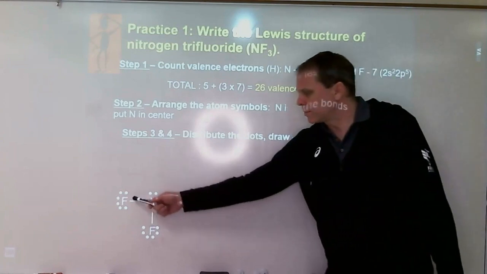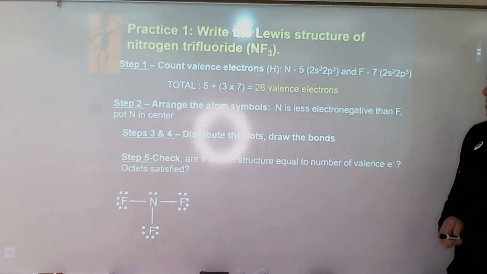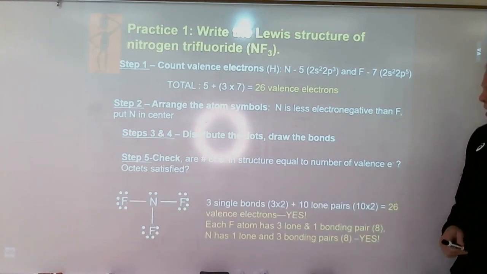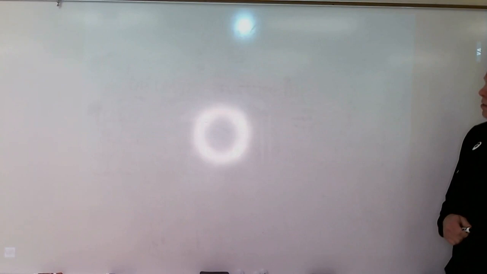You should always start with the bonds first and then go around and distribute the other ones, okay? And then check your work to make sure you got your octet satisfied. And yes, we are satisfied, so that's the correct structure. Now, let's do another one.